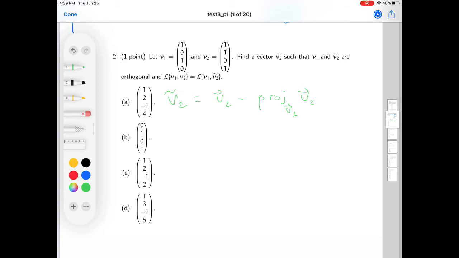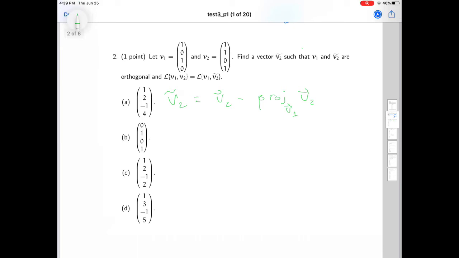Okay, so remember that's the thing that we talked about in class. And we'll actually prove this in just a moment, or do a computation in just a moment to verify this. But v2 tilde defined this way is orthogonal to v1. So what is this going to be? Well, v2 is 1, 1, 0, 1. Now we're going to subtract off the projection of v2 onto v1.